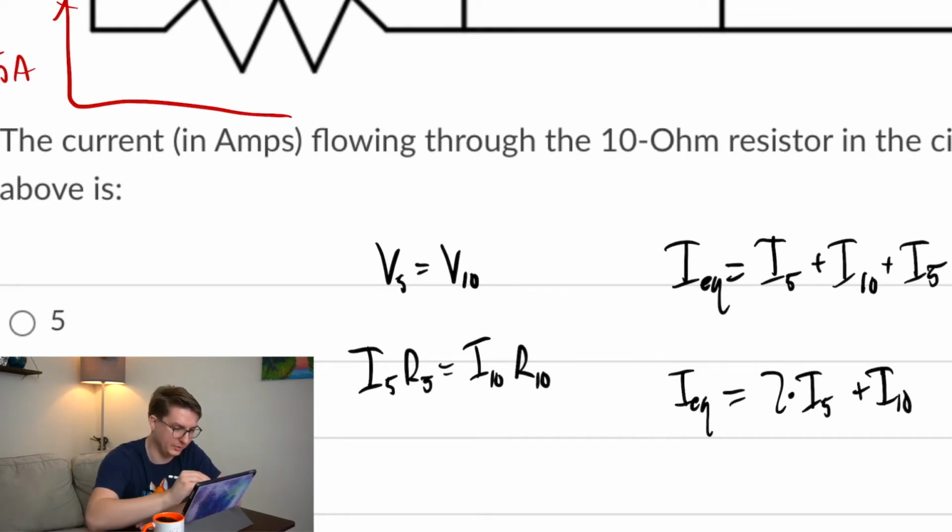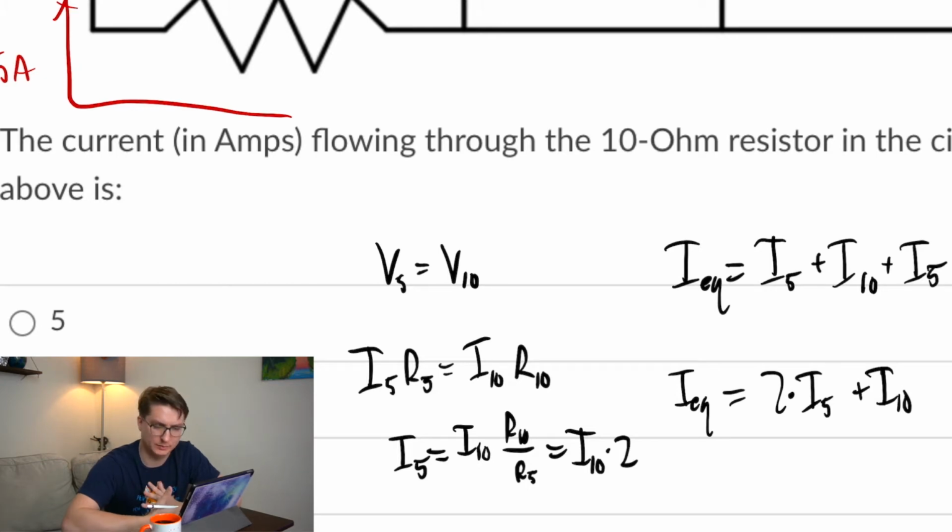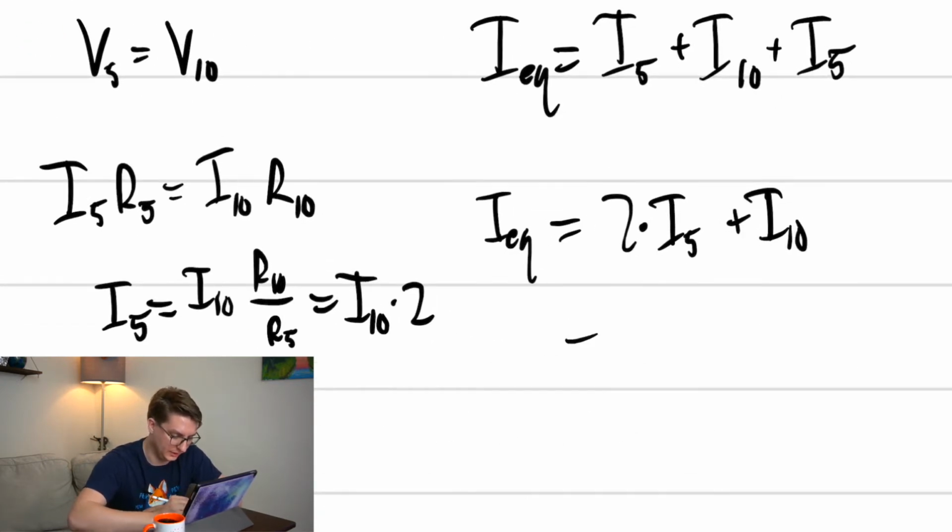So we can always substitute these things between each other. So what do we want? Well, we want to figure out I10, so we don't want to replace that. So let's replace I5 and put it in there. So we can write I5 as I10 times R10 over R5, and we know the resistances of the 10 and 5. It's 10 and 5. So it's essentially saying that the current going through the 5 is going to be just the 10's current except times 2. So let's go put that in.